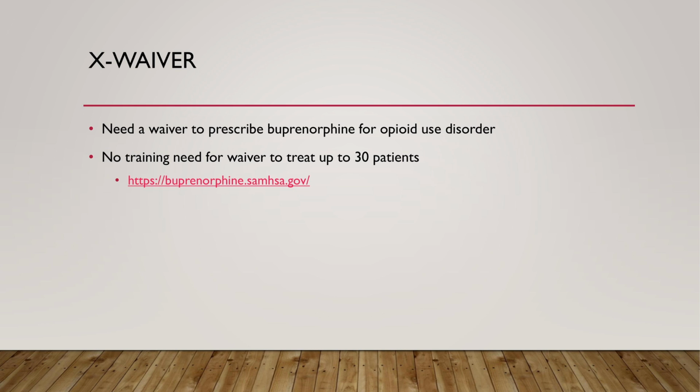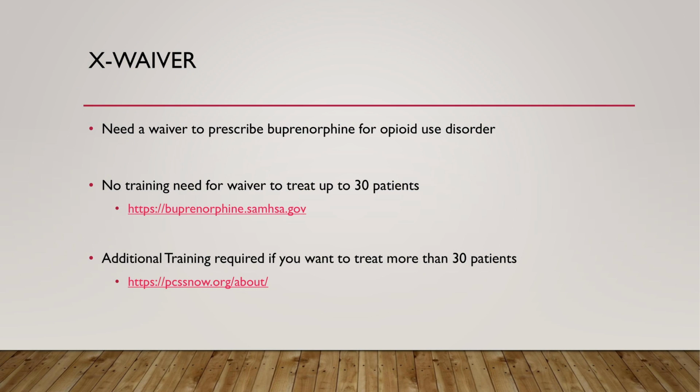Previously you had to have between 8 and 24 hours of training to even get a waiver, but now you can do so without any training and treat up to 30 patients. If you want to treat more than 30 patients, you have to do additional training. That training is free. It's through this website called PCSS, which is funded through SAMHSA, and they provide online free training that you can do. They also have some in-person training, but that's where you can do most of your training. And after you complete that training, you can apply to see more than 30 patients.